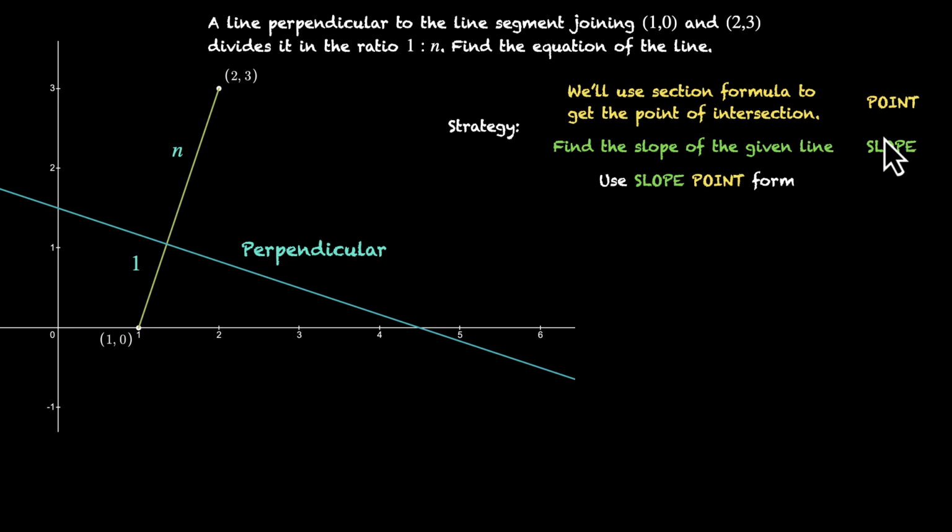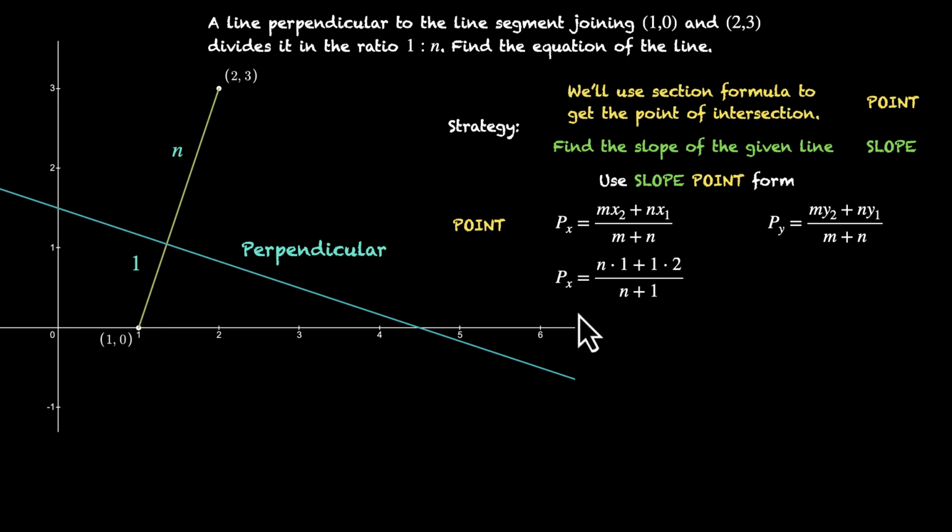Let's first find the point. How do we use the section formula? Well, section formula says that your x coordinate is (mx2 + nx1)/(m + n), and your y coordinate is (my2 + ny1)/(m + n). Here (x1, y1) and (x2, y2) are these endpoint coordinates, and this point divides this line segment in the ratio m:n. This is the formula for the x coordinate, and the same thing works for the y coordinate as well. So let's use the formula.